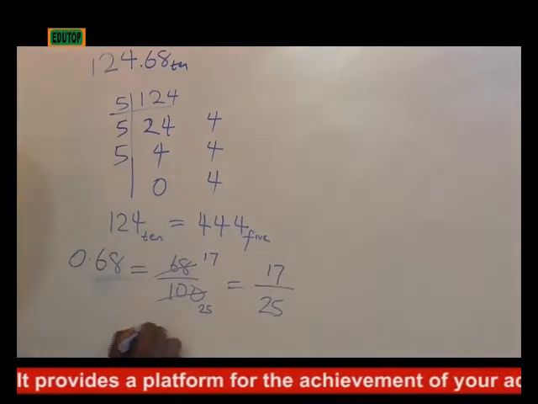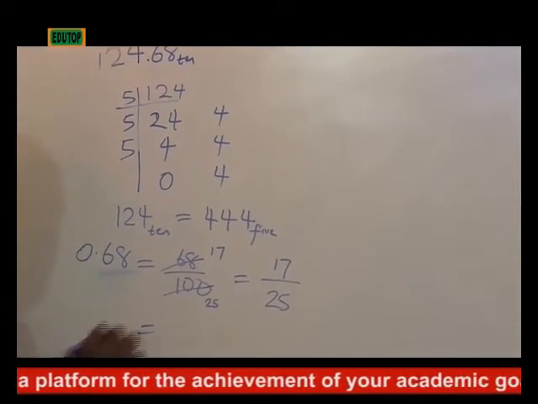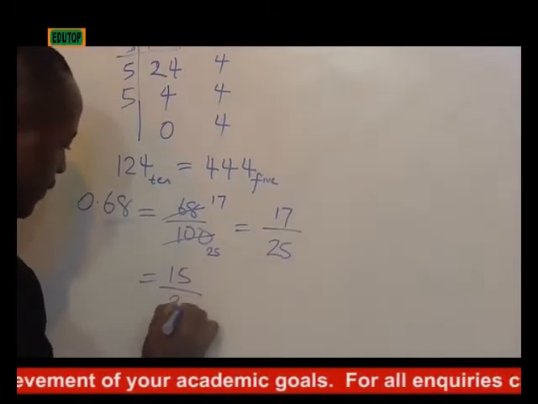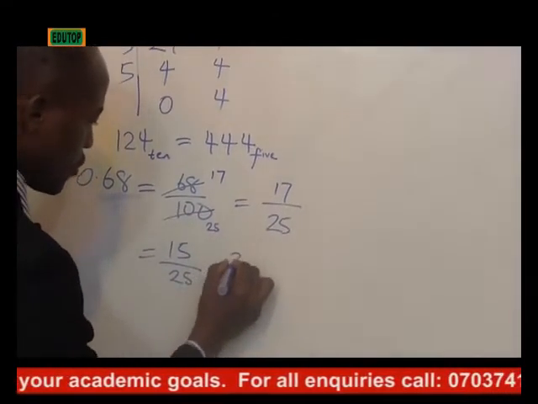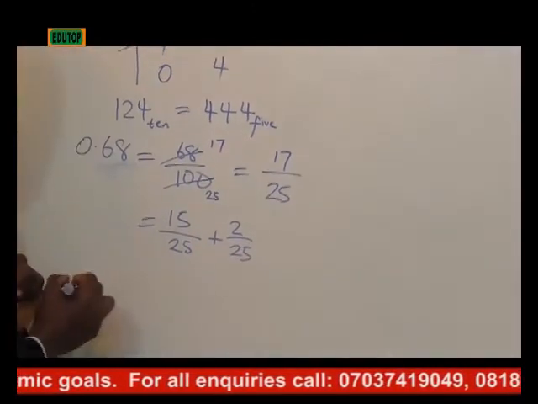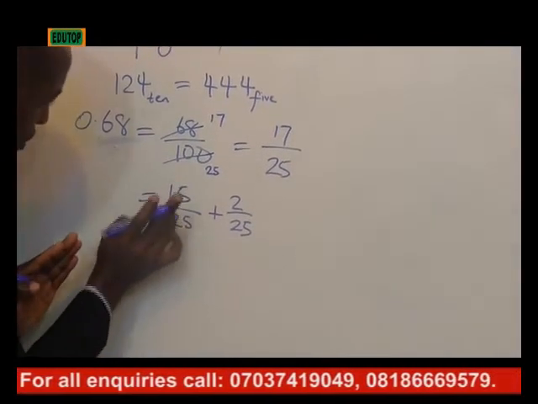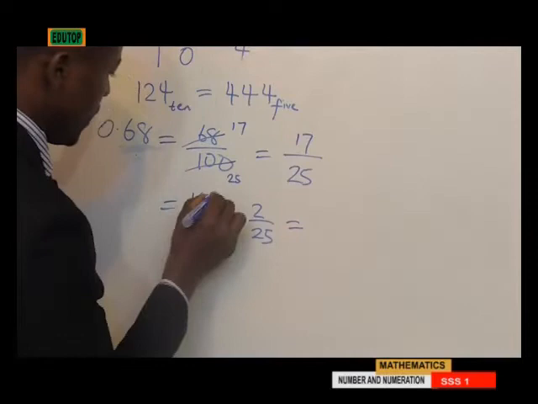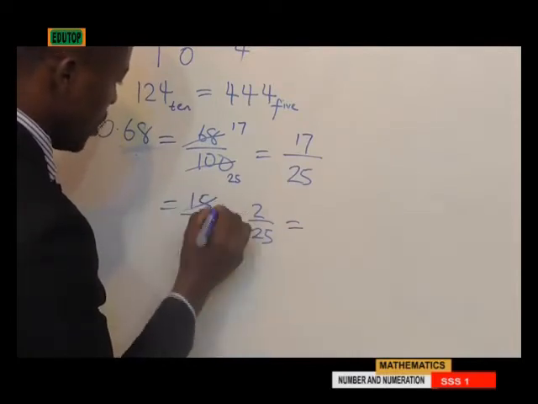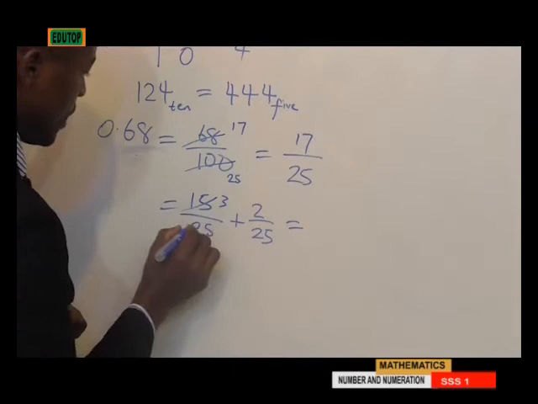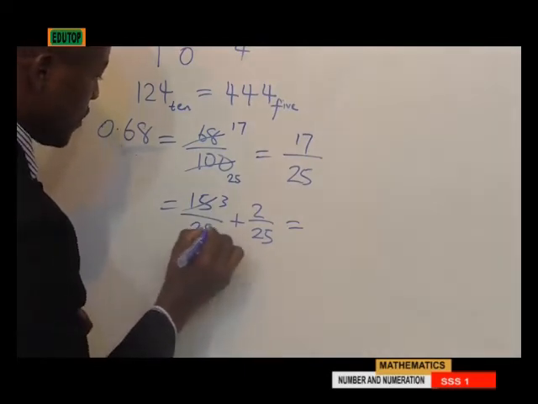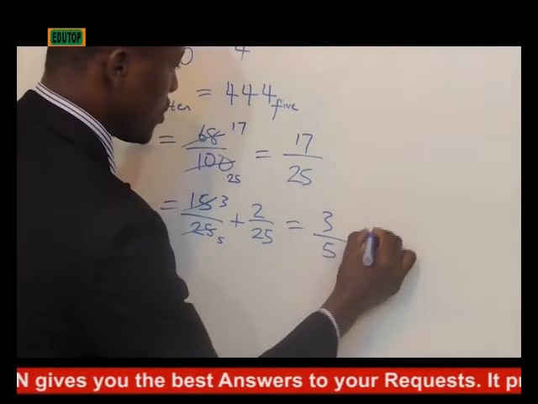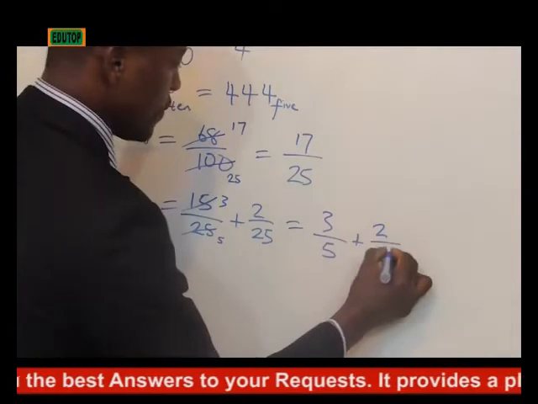And this 17 over 25, we can reduce it further. We can split it into 15 all over 25 plus 2 all over 25. Then reducing 15 over 25, 15 divided by 5 is 3, 25 divided by 5 is 5. So we have 3 all over 5 plus 2 all over 25.